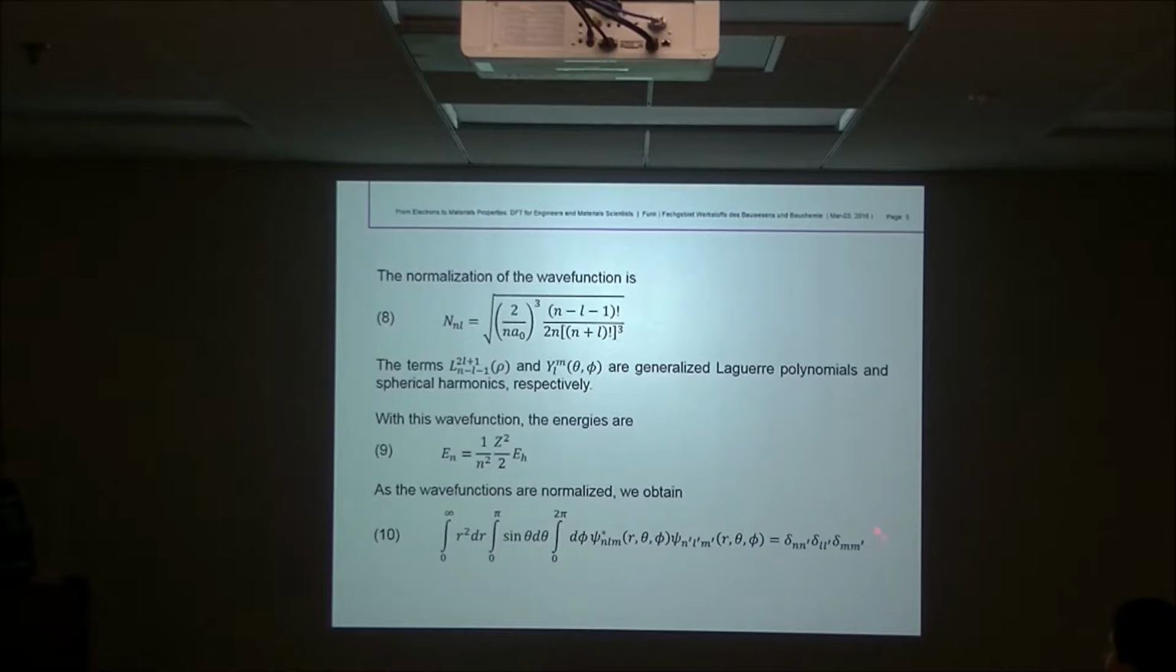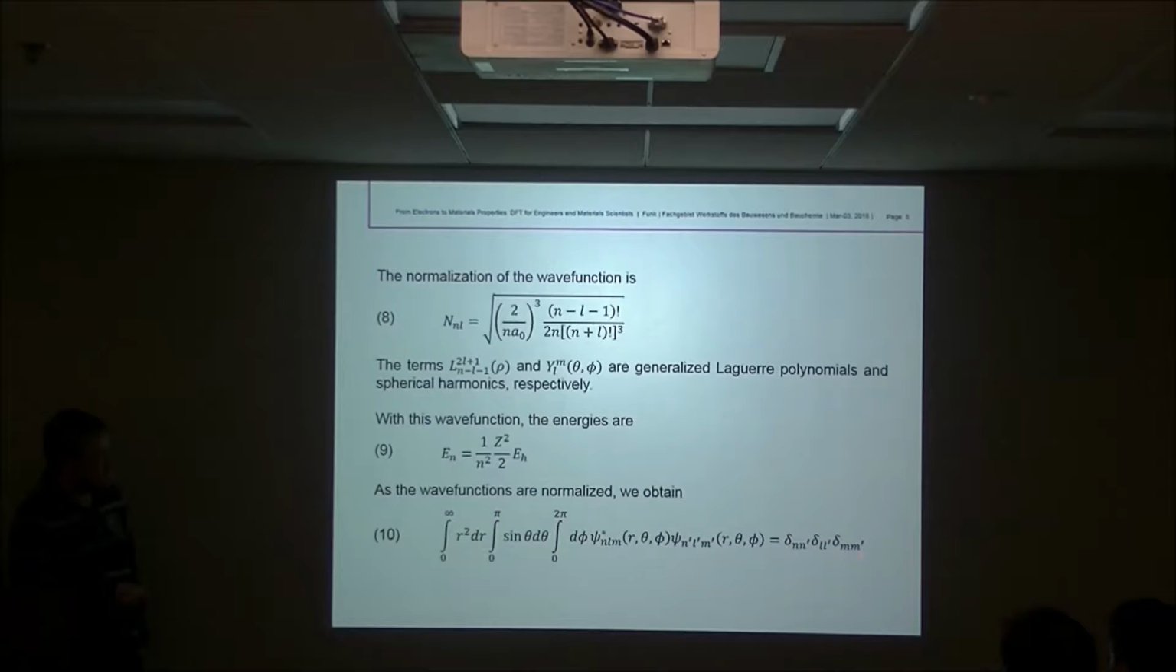So our wave functions are normalized so that this full integral over full space means that we obtain a 1 if they have the same quantum numbers, and if any quantum number differs, we are getting 0. Sure, we need the same wave function to form this square so that we have our density.